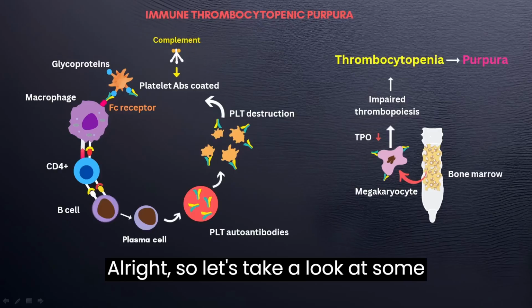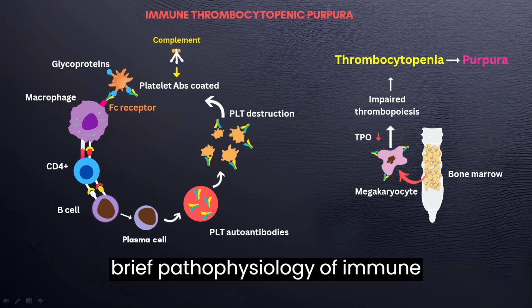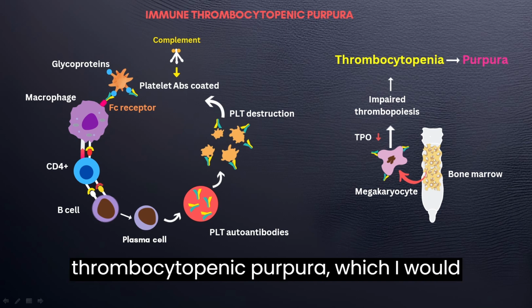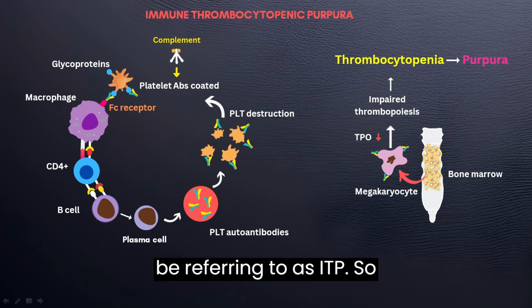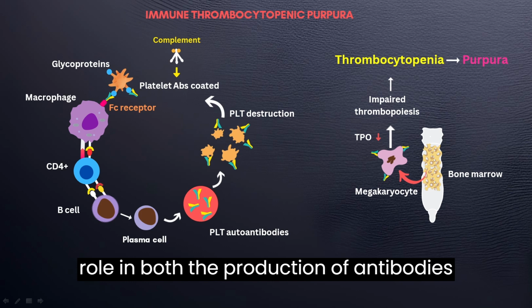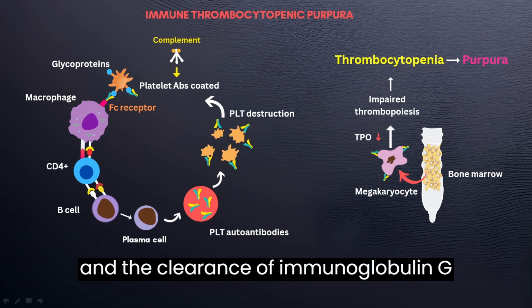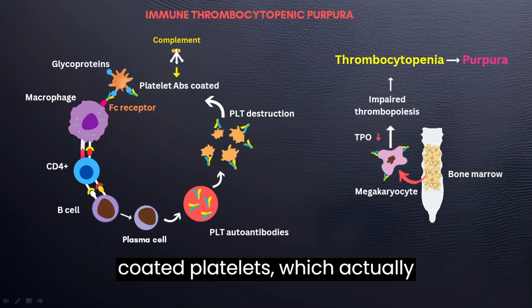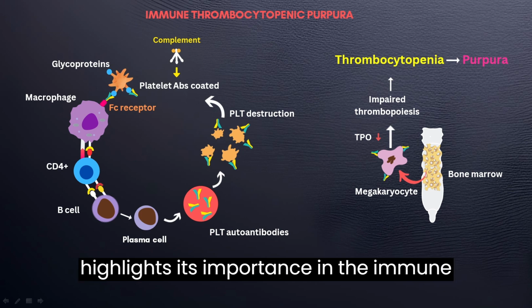Alright, so let's take a look at some brief pathophysiology of immune thrombocytopenic purpura, which I will be referring to as ITP. So generally, the spleen plays a crucial role in both the production of antibodies and the clearance of immunoglobulin G-coated platelets, which actually highlights its importance in the immune system.